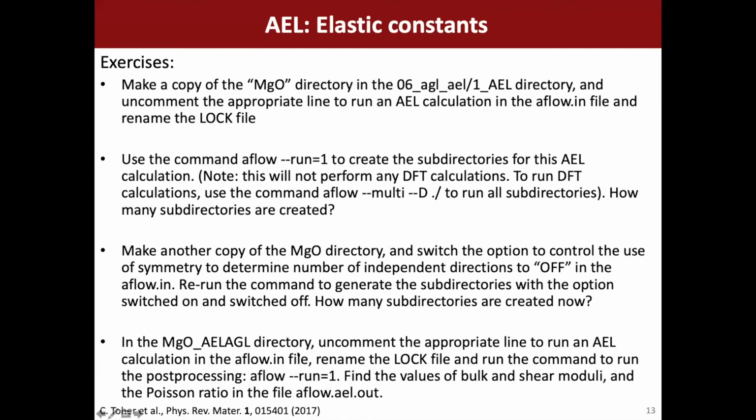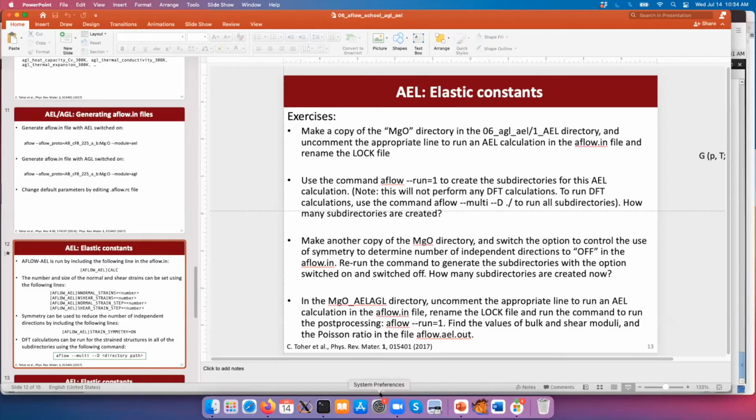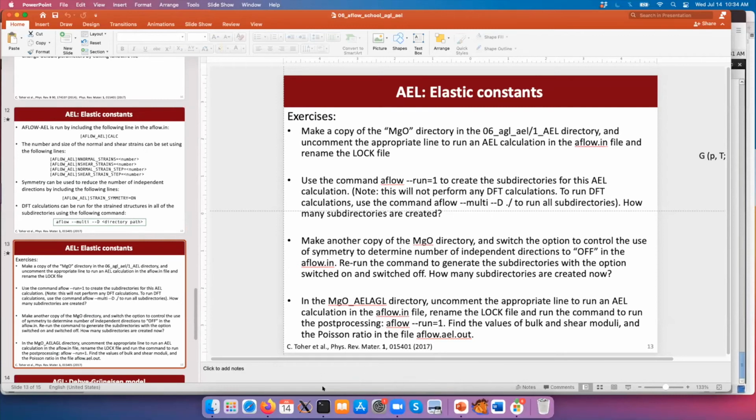And then finally, in this new directory, where AGL calculations have already been run, we're going to try doing the post-processing. So we have the VASP calculations run, but now we need to do post-processing. We run this command here, and then you find the values of the bulk and shear moduli and the Poisson ratio in this file, aflow.ael.json. So let me briefly show you where we need to go before we break up into the breakout rooms.